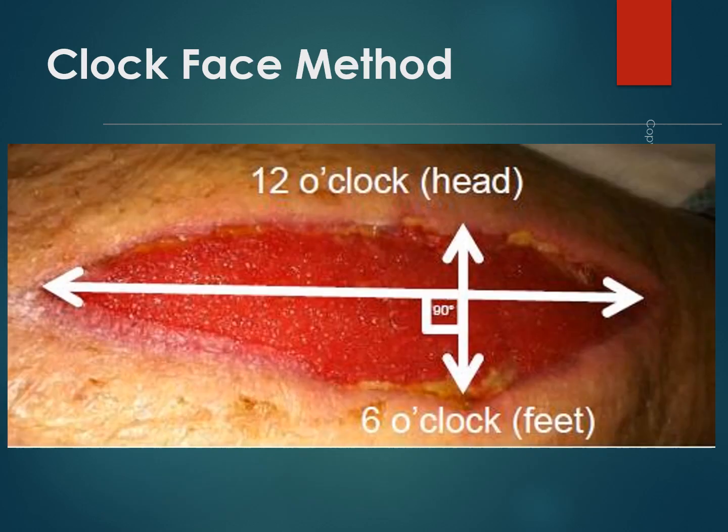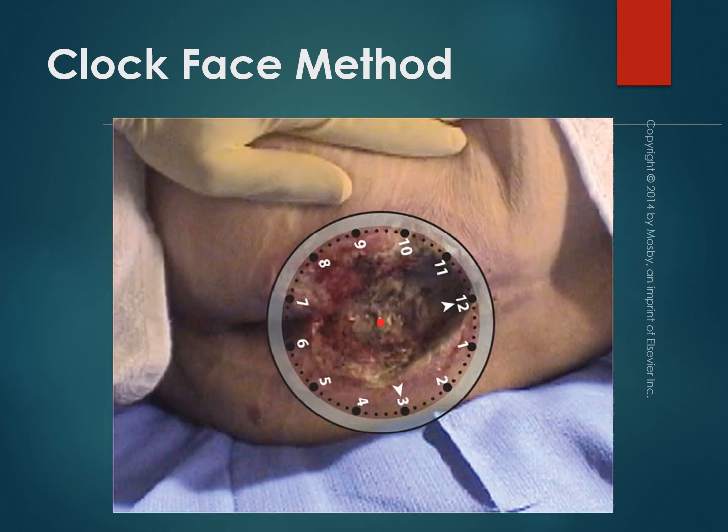There's this idea of the clock face method. So the head of the body is always 12, the feet is always 6. If you were talking about a specific wound, you will talk about at 1 o'clock there's this, or 3 o'clock there is this. This is a good example of a sacral wound, right? This is definitely tertiary, right? So 12 o'clock you can see is pointing up towards the spine, towards their head, 6 towards the base.